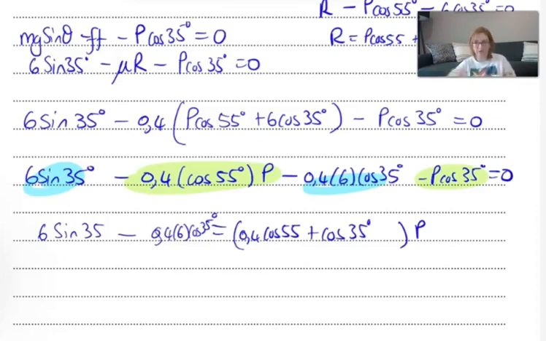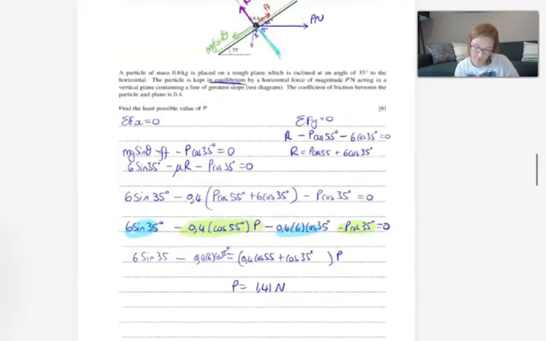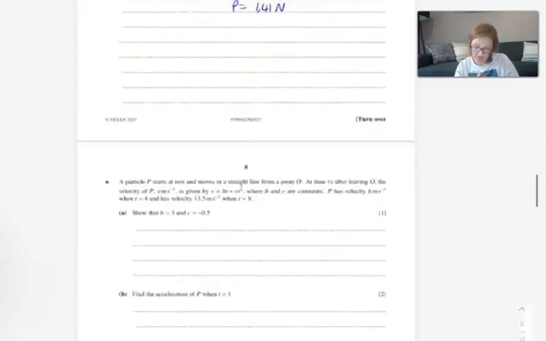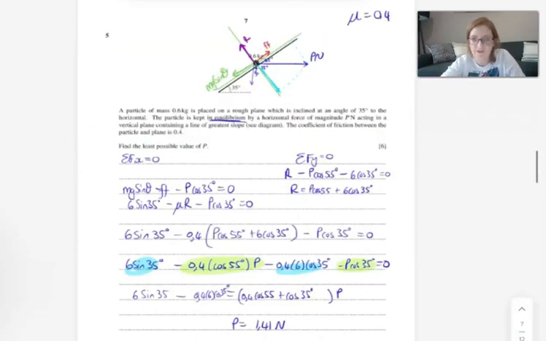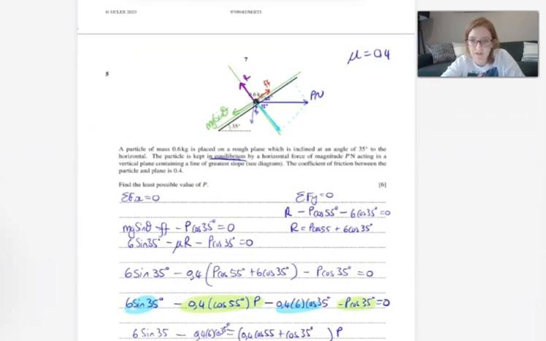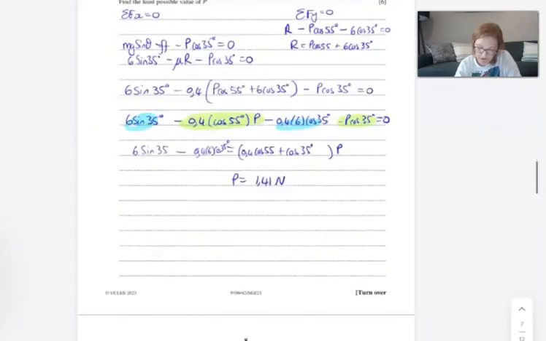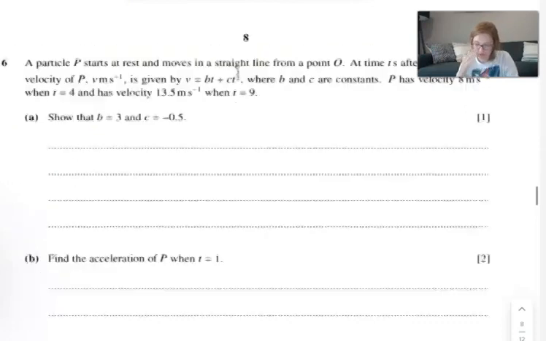Okay, right. So there's quite a lot of calculating here. If you need to take more steps, do. But I also encourage you to practice just going, doing as much as you can, as quick as you can. Find the least possible value of P, and that is actually correct, which is nice and encouraging. Okay, let us jump into question 6.